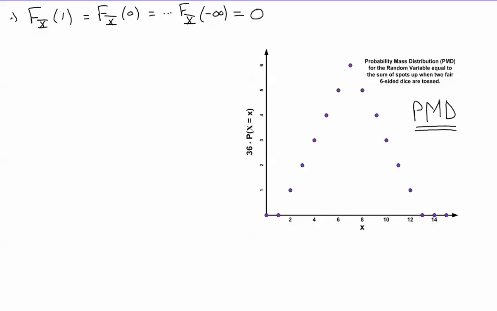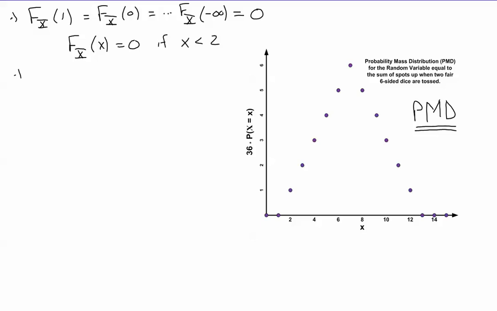It's not possible for me to toss two fair six-sided dice and get total number of spots up less than 2. My cumulative distribution function equals 0 if x is less than 2. Notice I'm not saying less than or equal to, if it's less than 2. All right.